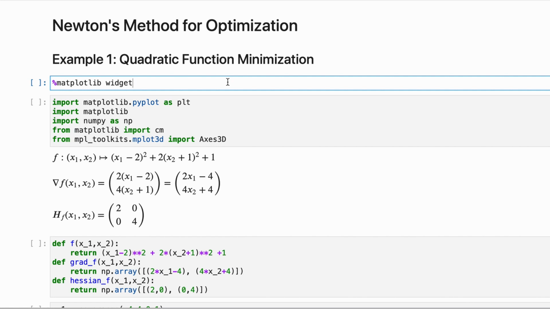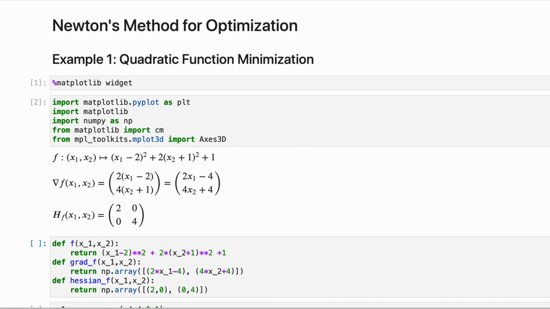So here's a very simple function. First, let's just load a few modules that we'll need. This is the function that we are going to look at. So f is a function from R2 to R, and it's defined as (x1 minus 2) squared plus 2 (x2 plus 1) squared plus 1. So a simple quadratic function. I computed the gradient for you, and I also computed the Hessian for you.